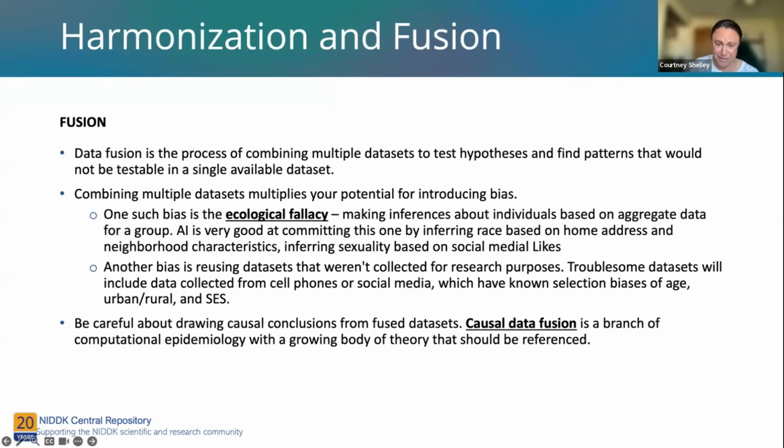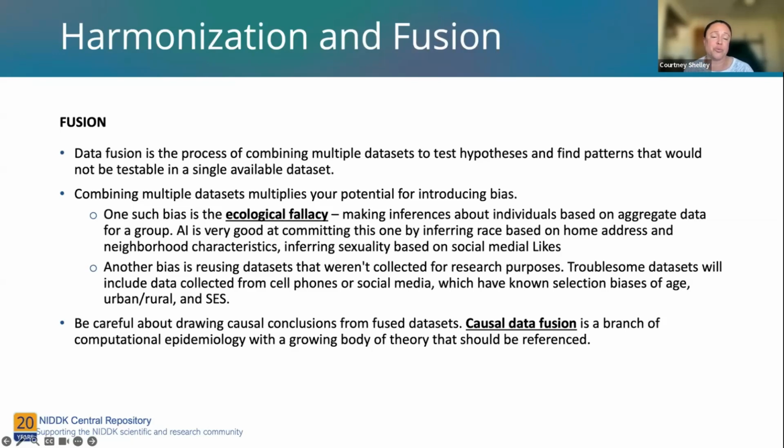AI is very good at committing this particular one. It can infer race based on your home address and your neighborhood characteristics. It can infer your sexuality based on social media likes. AI is made to find these kinds of patterns. So especially with those particular examples, if you just omit the overt categories of race and sexuality, don't think that AI still can't see those patterns. And now it actually can't even work with your real data of the race and sexuality that you actually identified. So in many ways, you're probably making things worse.